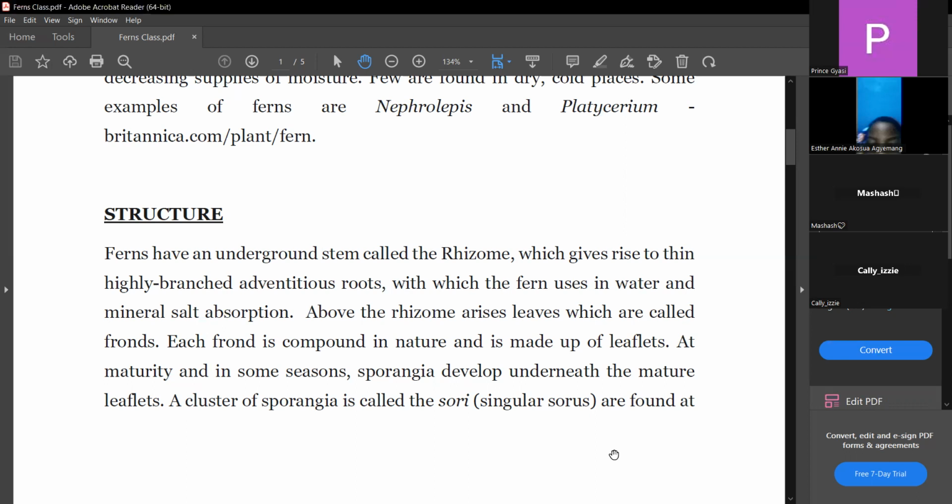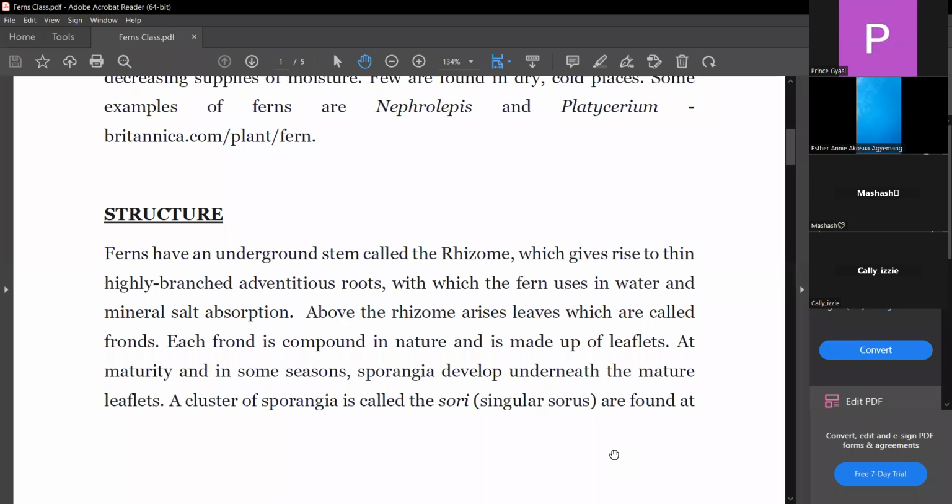So some other forms of underground stems, you can have the corms, you can have the bulbs. Yes, it's an example, but it is not a particular type of underground stem. You get me? Good. So you have the rhizome of the fern, and on this, instead of roots, you rather have adventitious roots.